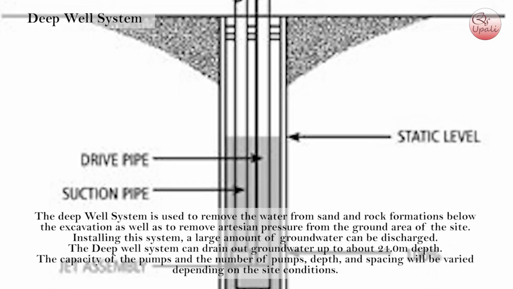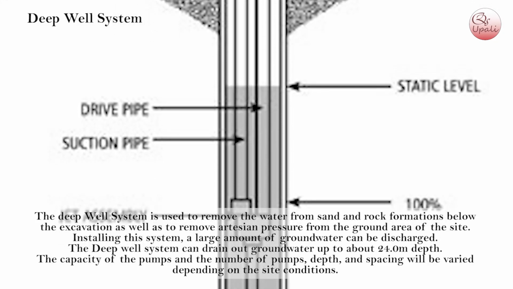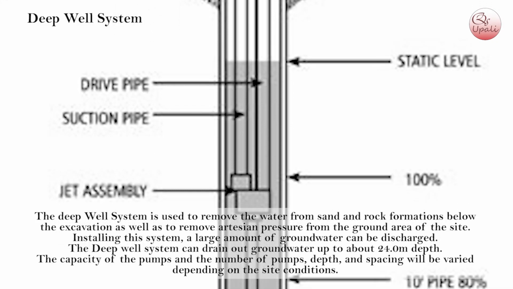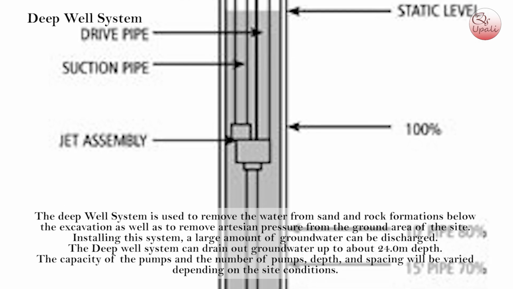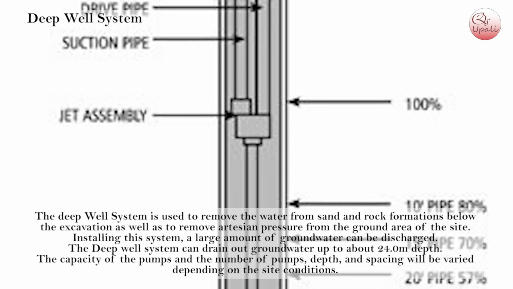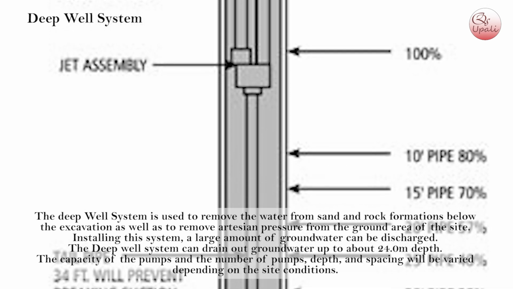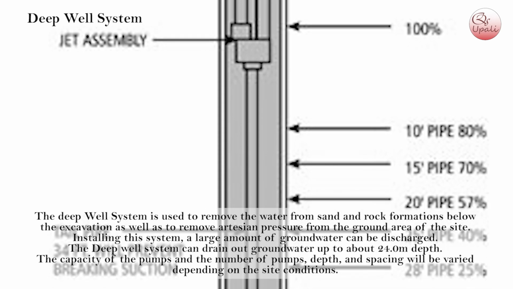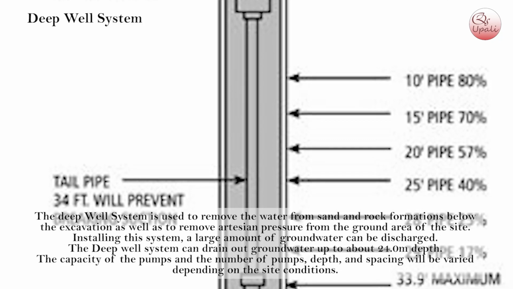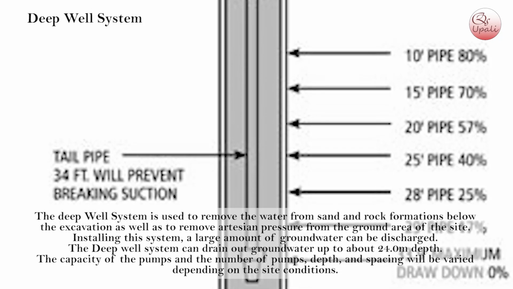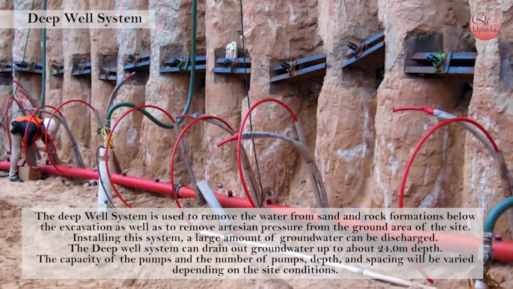Deep well system. Deep well system is used to remove the water from sand and rock formations below the excavation as well as to remove artesian pressure from the ground area of the site. Installing this system, a large amount of groundwater can be discharged. The deep well system can drain out groundwater up to about 24 meter deep.